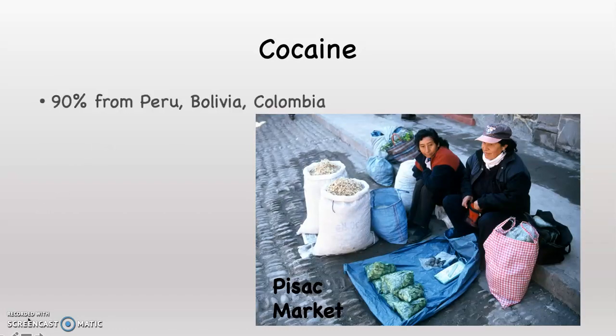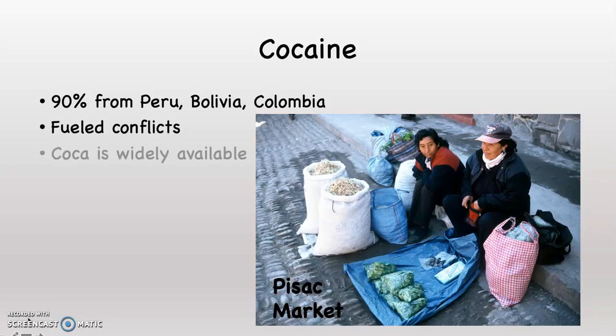In addition to that, as I mentioned to you before, 90% of the world's cocaine comes from Peru, Bolivia, and Colombia. And the cocaine has fueled brutal conflicts in South America, Central America, and Mexico. At the same time, coca is widely available and legal. Coca as a plant, not coca as cocaine.